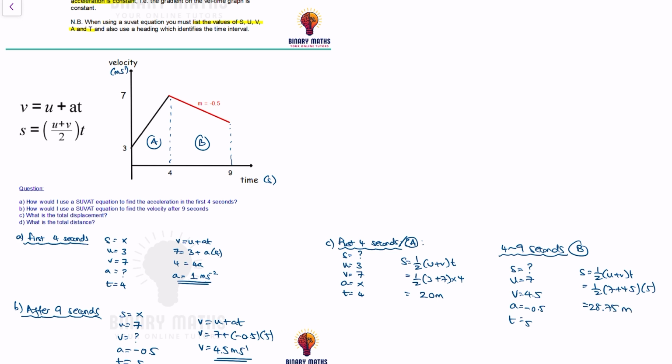So if we're looking at displacement, A is positive displacement, B is negative displacement. So the final displacement is equal to 20 meters take away 28.75 meters, which is equal to negative 8.75 meters. For D, what is the total distance? Total distance, we don't care which way it's traveling, it's going to be 20 meters plus 28.75 meters, which is equal to 48.75 meters.